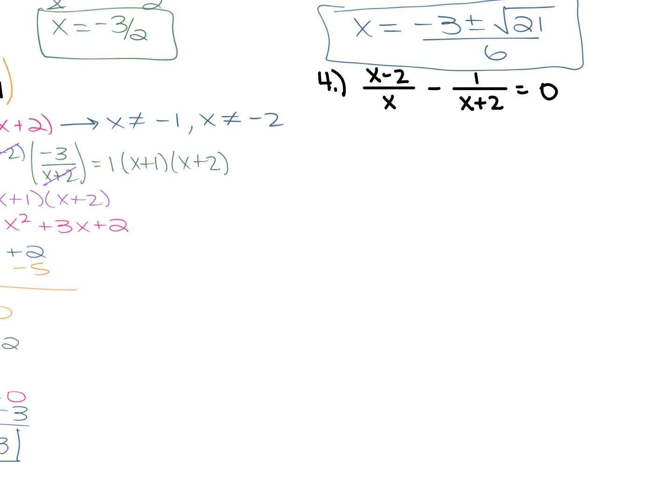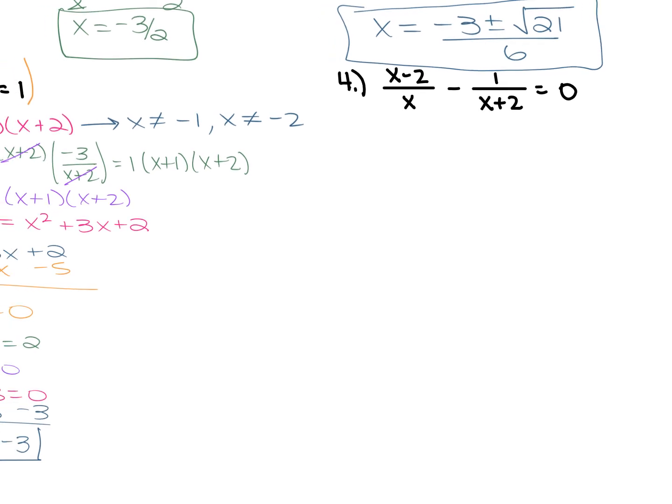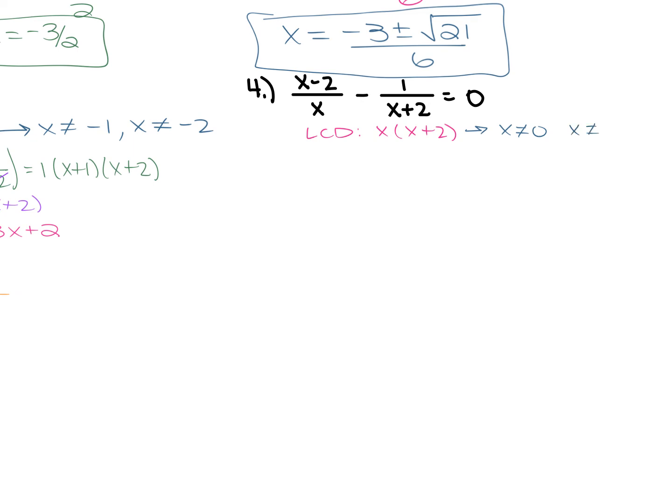For number 4, we have x minus 2 over x minus 1 over x plus 2 is equal to 0. So your least common denominator for this one is just x times x plus 2. So that means that your x can't equal 0 and x can't equal negative 2. So we're going to multiply everything by your x times x plus 2. So that's going to give you x times x plus 2 times x minus 2 over x.